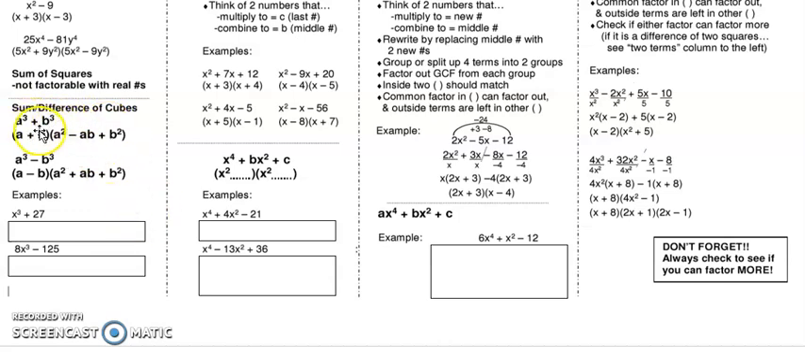This first one, which is a sum of cubes, is going to be in the form of a cubed plus b cubed. This is the shortcut you would use in order to factor that. It's a plus b times a squared minus ab plus b squared.